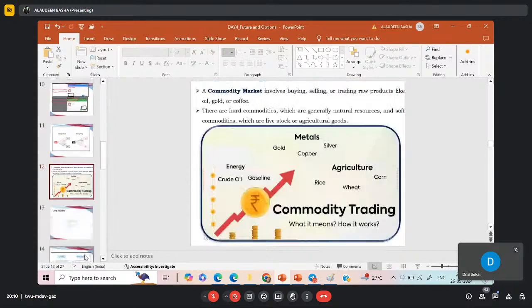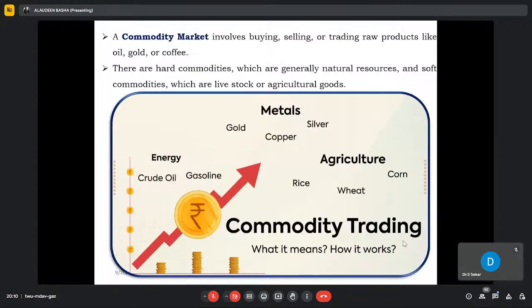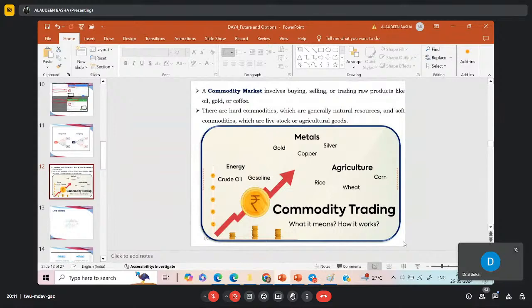Next one is the commodity market. What is a commodity market? The commodity market is nothing but trading the raw products of our real life, for example gold, crude oil, aluminum, copper, zinc, everything. Each and every product we use in our daily life is traded in the commodity market. All commodity markets are under the control of MCX, just like NSE and BSE for stock exchanges.